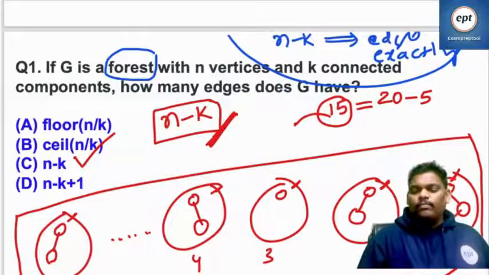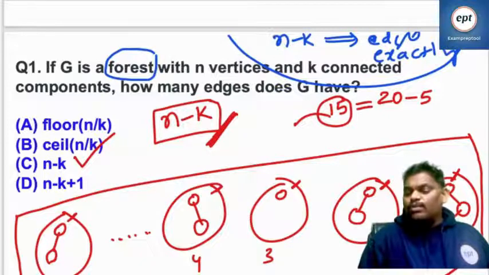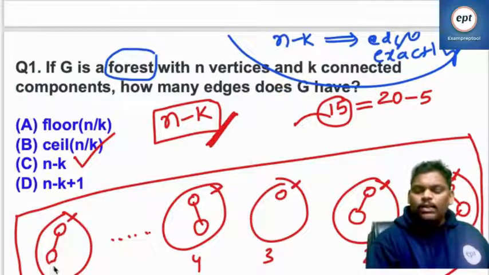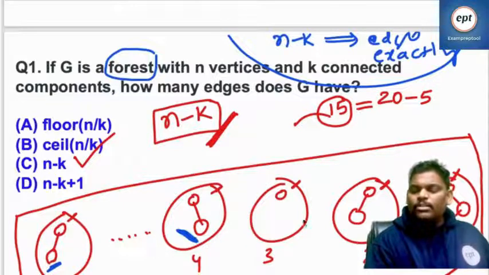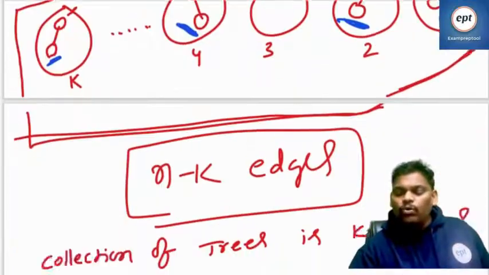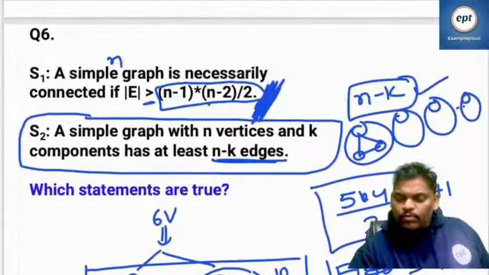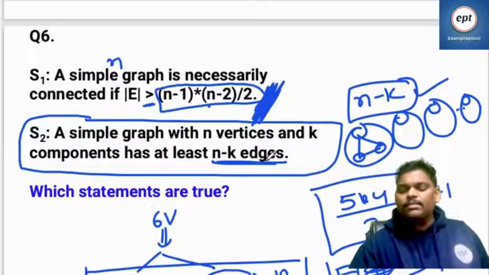Cycle is not allowed, and every component is connected. Because it is a forest, there is no cycle also. So every vertex will give one edge only. See, a new vertex came, one edge. A new vertex came, one edge. N minus k vertices, n minus k edges, exactly, not less, not more. But when you go to a simple graph, it is a minimum of n minus k edges.